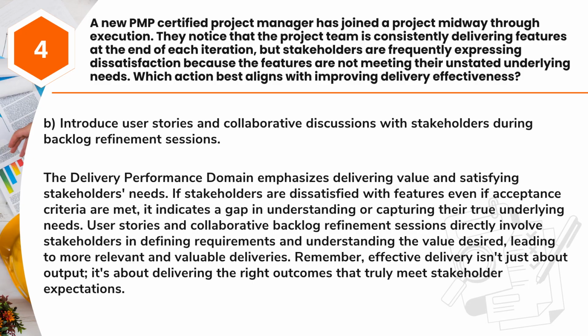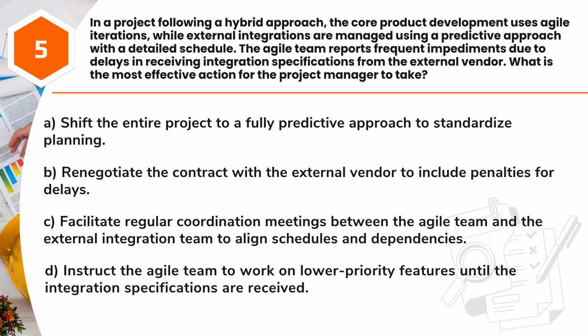Remember, effective delivery isn't just about output, it's about delivering the right outcomes that truly meet stakeholder expectations. Question 5. In a project following a hybrid approach, the core product development uses Agile iterations, while external integrations are managed using a predictive approach with a detailed schedule. The Agile team reports frequent impediments due to delays in receiving integration specifications from the external vendor. What is the most effective action for the project manager to take?